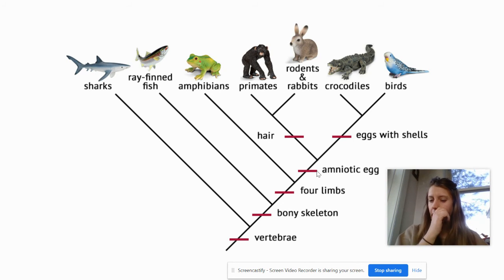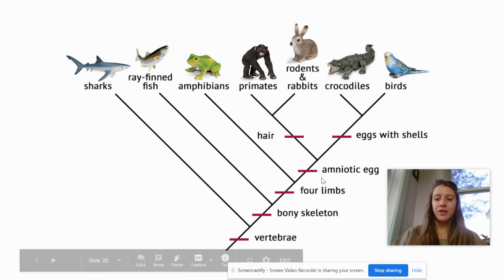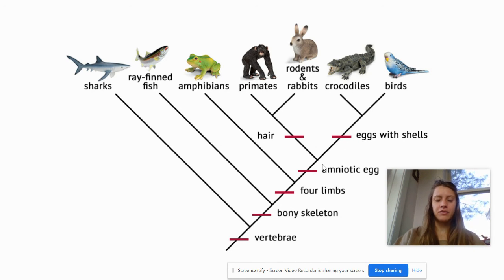Amniotic eggs are the eggs that you think of as being sort of egg-shaped like chicken eggs, but they're the eggs that we also have. They are developed in amniotic fluid. They contain amniotic fluid. So everything after this point has an amniotic egg. And this is where we get this weird splitting. Primates, rodents, crocodiles, and birds all have amniotic eggs, but we have a separate split up here to show it's primates and rodents, and they all have hair. So we're only going to mark hair on this little branch of our tree. Primates and rodents and rabbits all have hair.